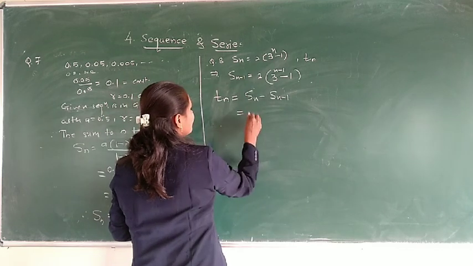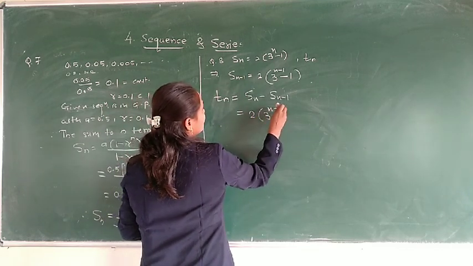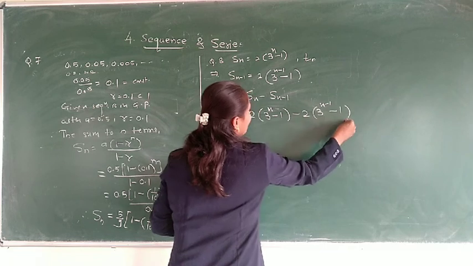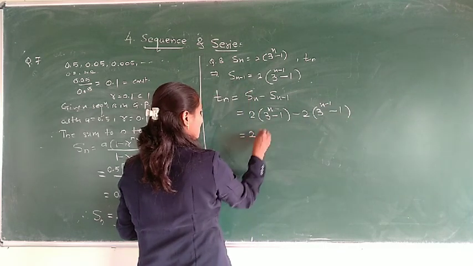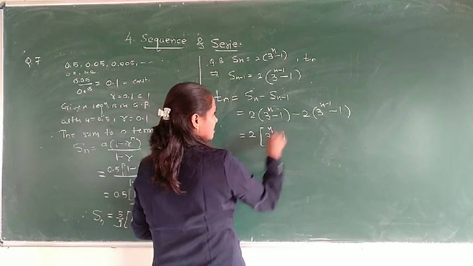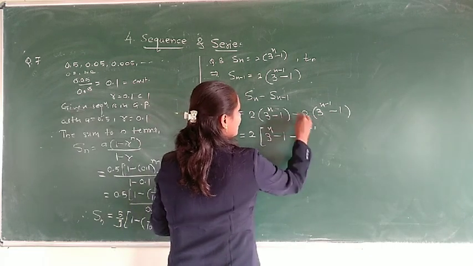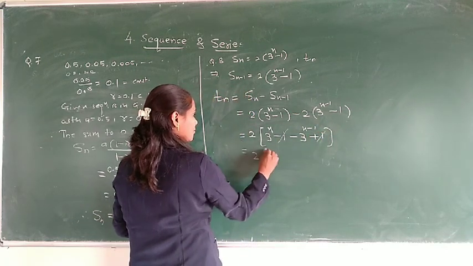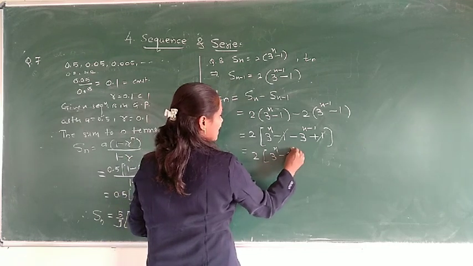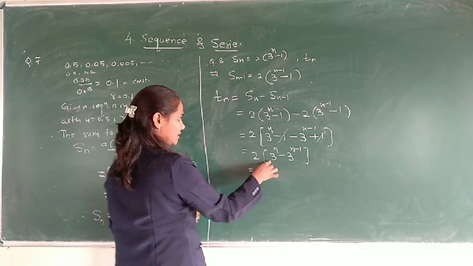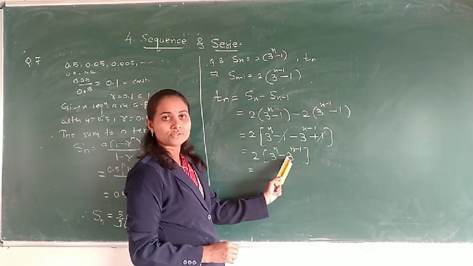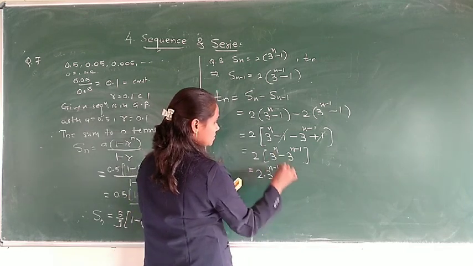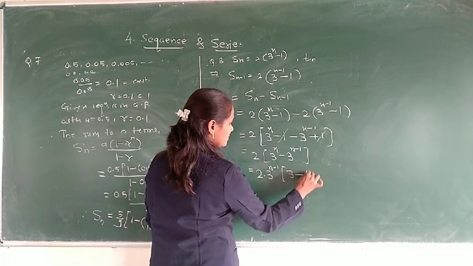What is the value of Sn? 2 into 3 raised to n minus 1, minus 2 into 3 raised to n minus 1 minus 1. From both terms we take 2 common. So in bracket 3 raised to n minus 1, minus 3 raised to n minus 1 minus 1, and here minus 1 plus 1 will get cancelled. 2 in bracket 3 raised to n minus 3 raised to n minus 1. Of these, which one is smaller? 3 raised to n minus 1 is the smallest. So take common 2 into 3 raised to n minus 1, and here we will get only 3 minus 1.